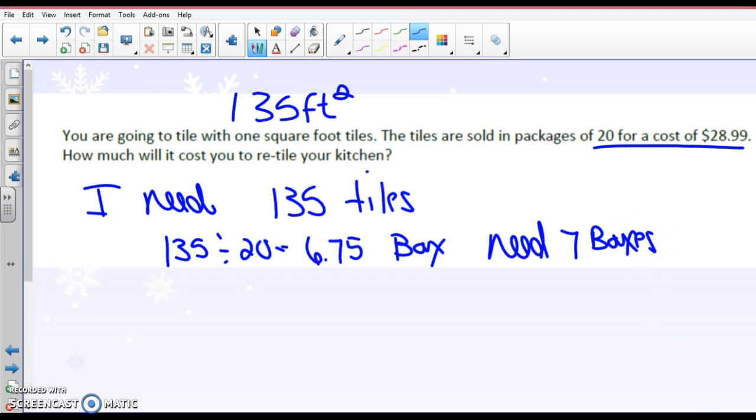If I buy 6 boxes, I'm only going to have 120 tiles. That's not enough, right? So I need 7 boxes, which is going to give me 140 tiles. It's a little more than I need, but that's how it is. So I need 7 boxes, and they're $28.99 each. What do I do? What do I do, Gracie? Yep, 7 times $28.99, and you will get $202.93.